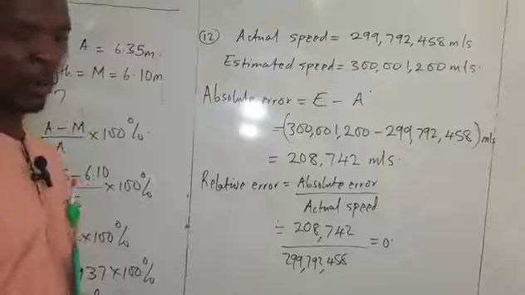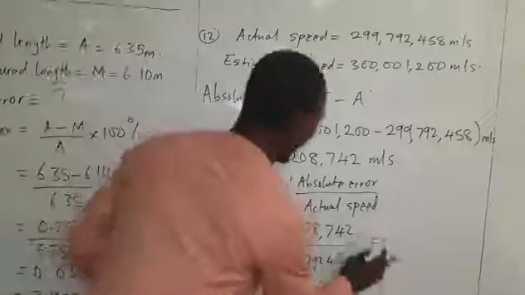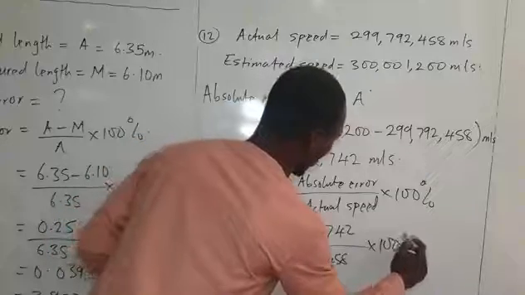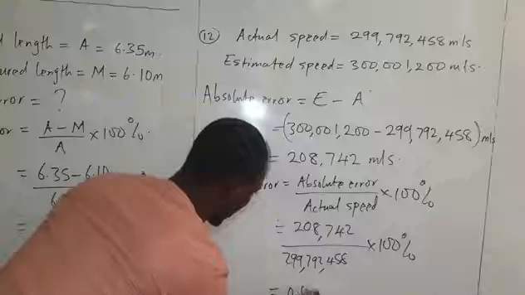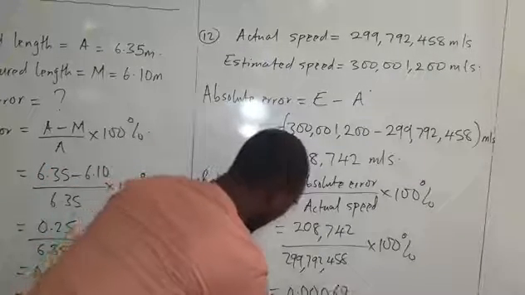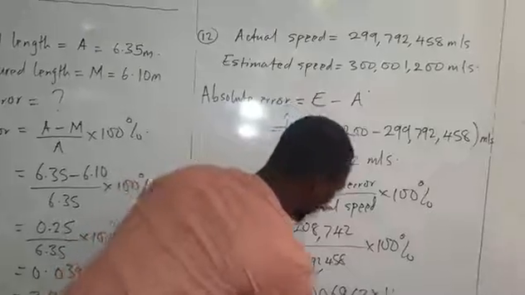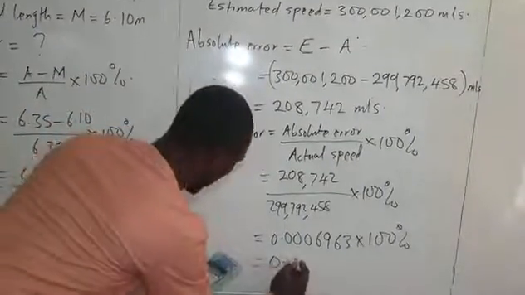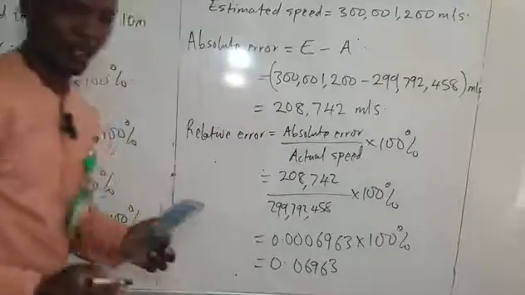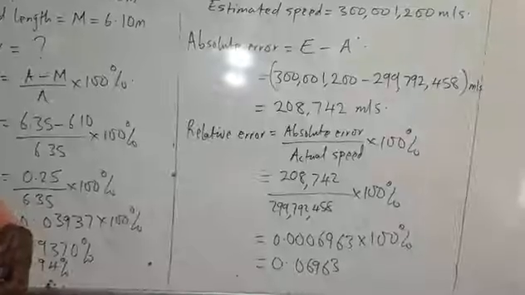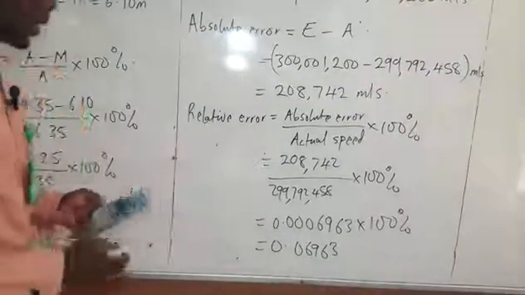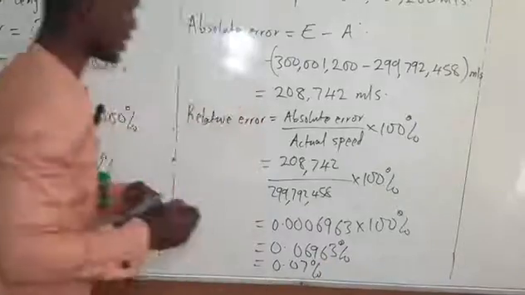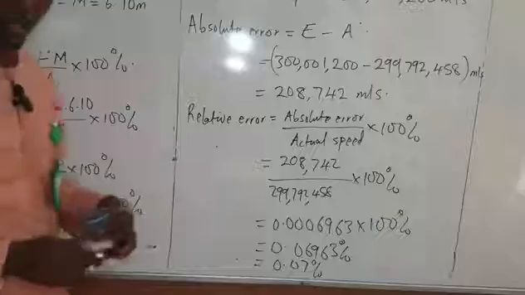What is the relative error as a percentage? As a percentage, it will be the relative error multiplied by 100. So we have 0.0006963, and multiplying by 100% we have 0.06963. But if you check your options, we have the answer in two decimal places, so it's going to be 0.07%. So the correct option in question 12 is option B.